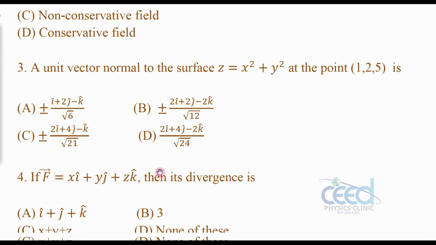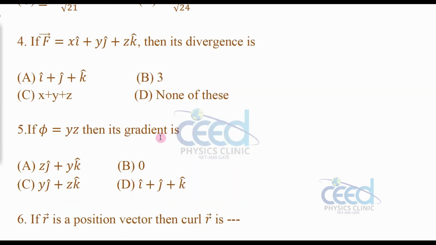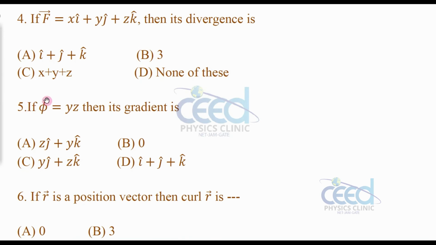Now another question: f is equal to x i cap plus y j cap plus z k cap, then its divergence is del dot f, which is i cap dou by dou x and so on. The answer is 3. We have done this, so I am not doing it. Another question: phi is equal to yz, then its gradient, that you can calculate. Del phi is i cap dou by dou x, j cap dou by dou y, k cap dou by dou z. That you can do.